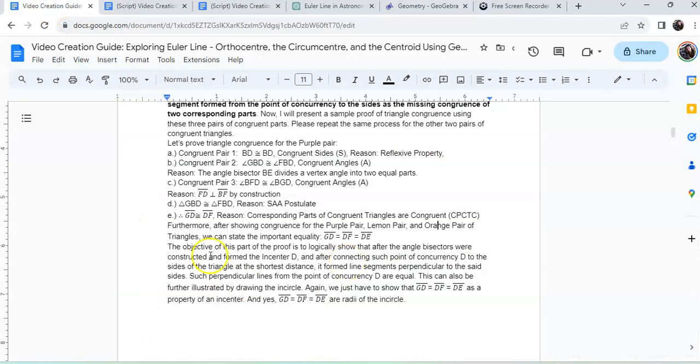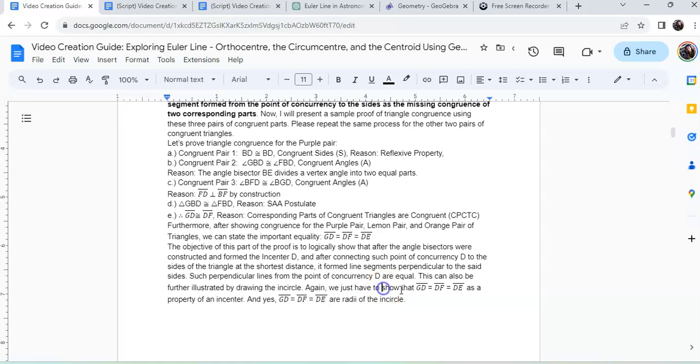DE. The objective of this part of the proof is to logically show that after the angle bisectors were constructed and formed the incenter D, and after connecting such point of concurrency D to the sides of the triangle at the shortest distance, it formed line segments perpendicular to the said sides. Such perpendicular lines from the point of concurrency are equal. This can also be further illustrated by drawing the incircle.